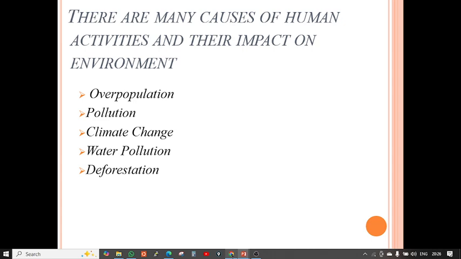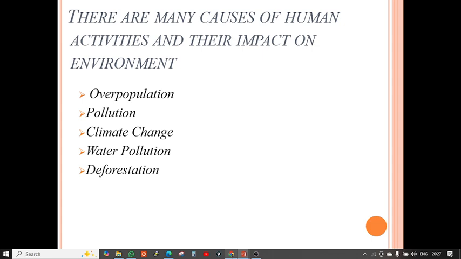Why are we forced to make these kinds of alterations in nature? Due to overpopulation and meeting demands. When more people are there, there is more need for buildings to stay in, more places to live, and more food grains. But the resources in nature are limited, and when the population increases, we exploit nature uncontrollably. So overpopulation has the greatest impact on the environment.